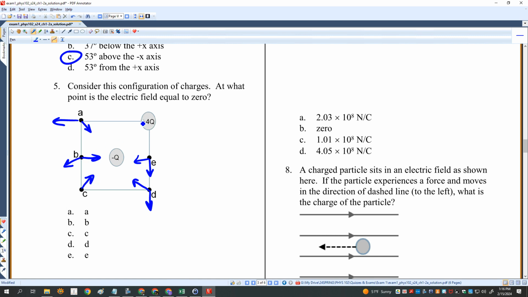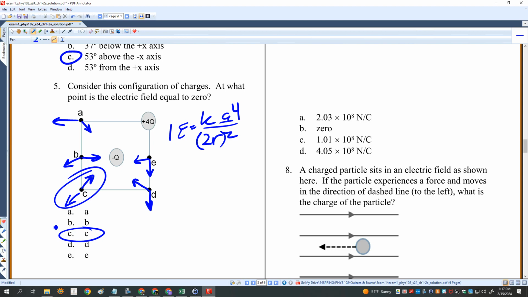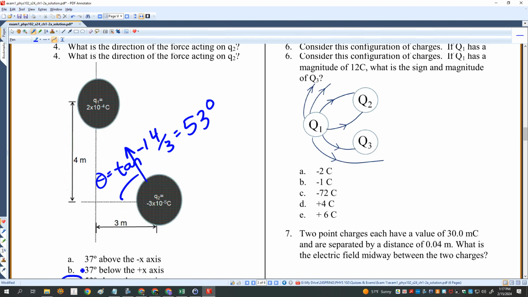The electric field due to 4Q, which is twice as far away, and remember electric field is KQ over R squared, so I have 4 times the charge, but it's twice as far away, so that gives me the same electric field. These are equal and opposite, so it is that answer. It's really the only possible answer. All the others have vectors that are not even along the same line, so C is the only possible answer since there isn't a none of these.